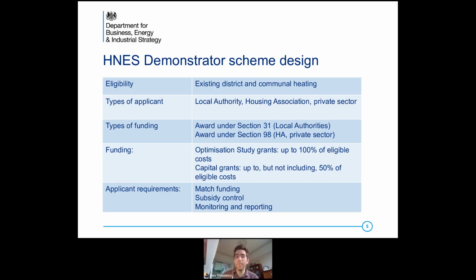And for the capital grants, we funded up to, but not including, 50% of eligible costs. So projects had to bring match funding to the works they were delivering. Aside from the match funding, we also had some subsidy control requirements and monitoring and reporting requirements for projects for 12 months after their package of works had been completed.